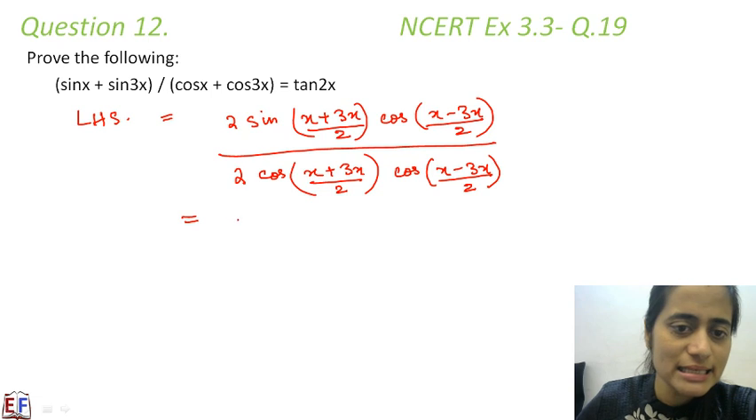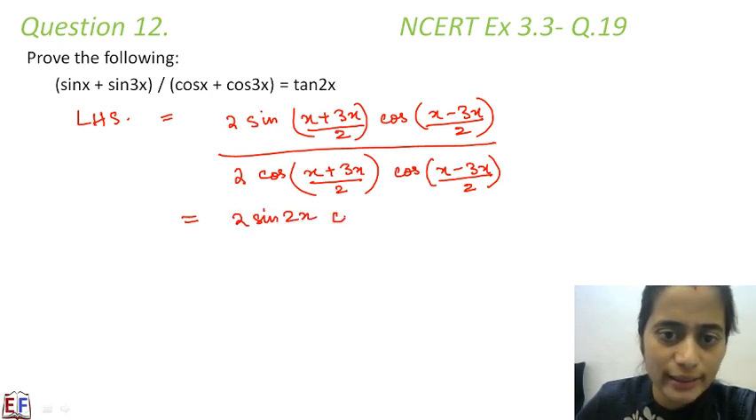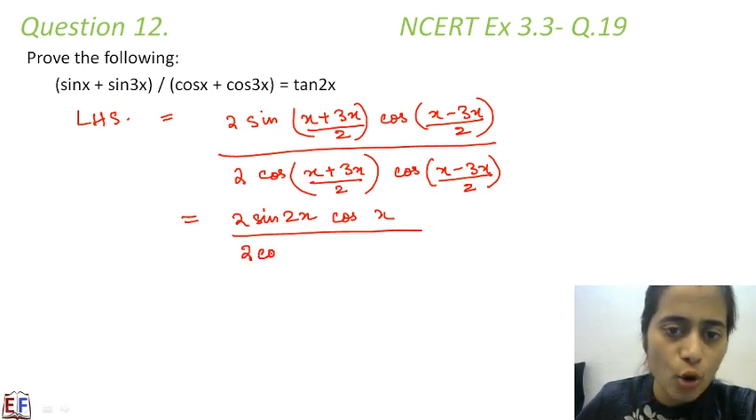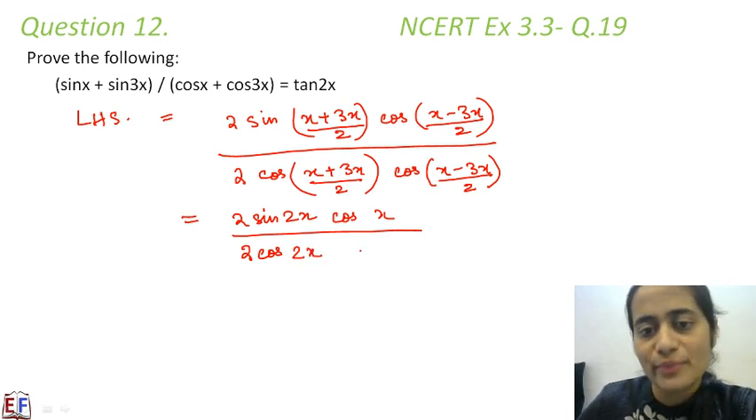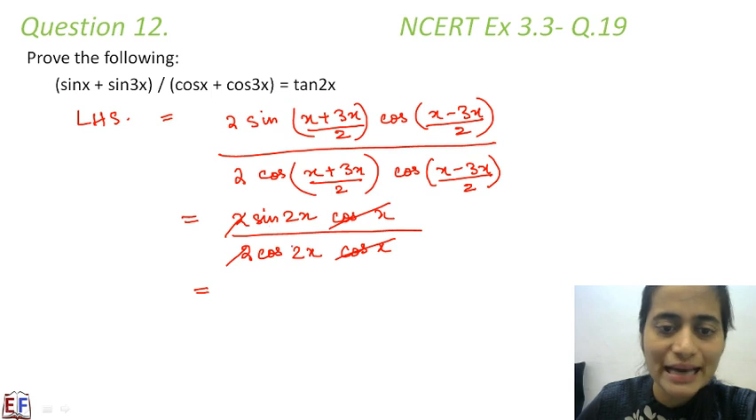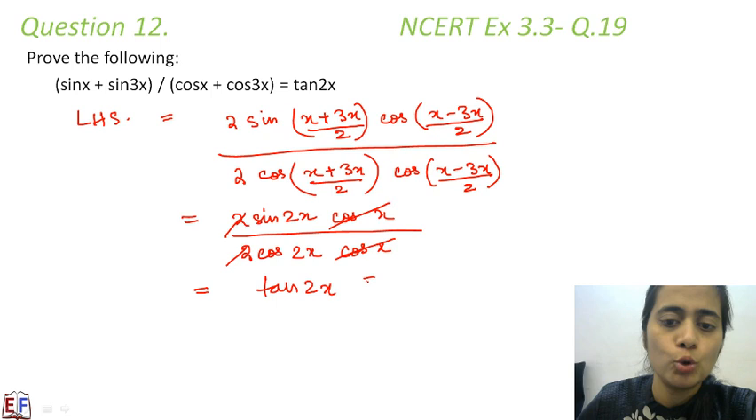Okay? So this is equal to 2 sin 2x. I'm simply solving it, nothing much to explain. This will be cos x divided by, because cos of minus x is again cos x, 2 cos of 4x by 2, that is cos 2x, and this will again be cos of minus x, which is cos x. So 2 will get cancelled, cos x will get cancelled. We are left with sin 2x by cos 2x, and sin theta by cos theta is tan theta. So this is tan 2x, which is our right hand side, and hence we proved it.